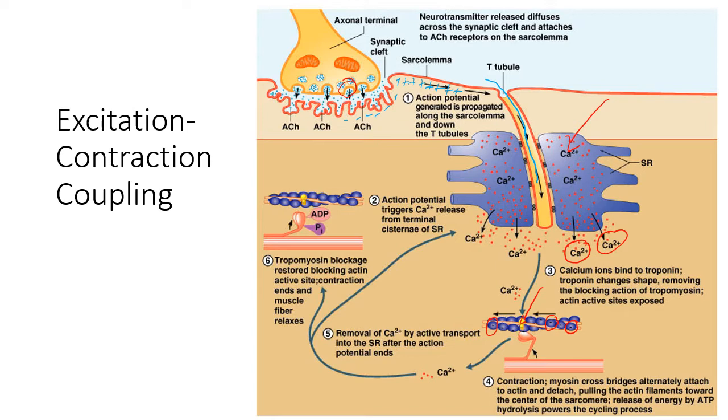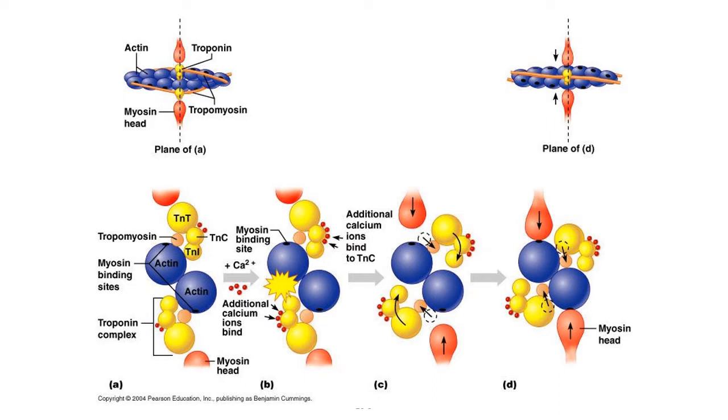And then we're going to start to go through the contraction process. So a little bit closer up of the actin, troponin, and tropomyosin. The blue ones are the actin. We then have troponin that's there, and that's where the calcium is going to bind to the troponin, and so it's going to bind to our troponin C.